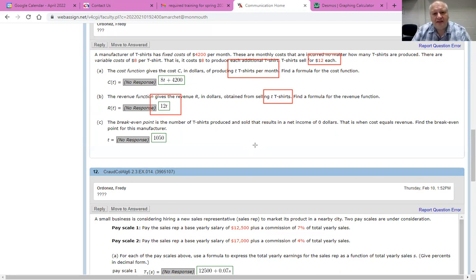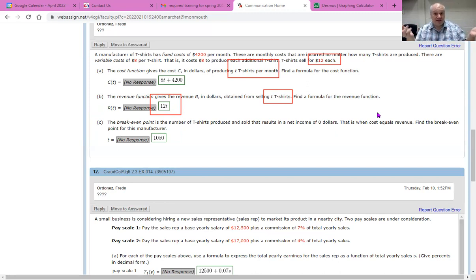And last but not least, we have something we like to call the break-even point. The break-even point is the number of t-shirts produced and sold that results in a net income of $0. That is when cost equals revenue. Find the break-even point.